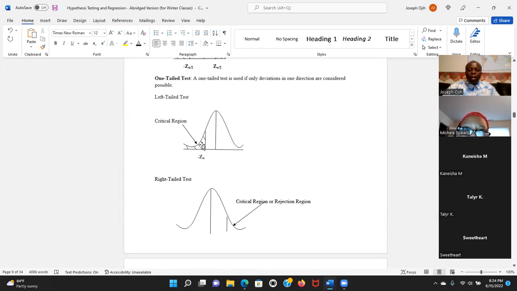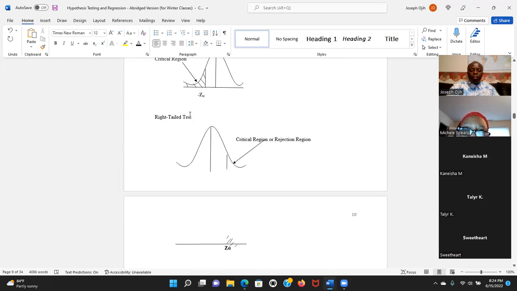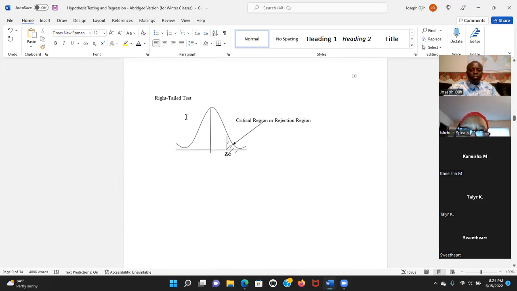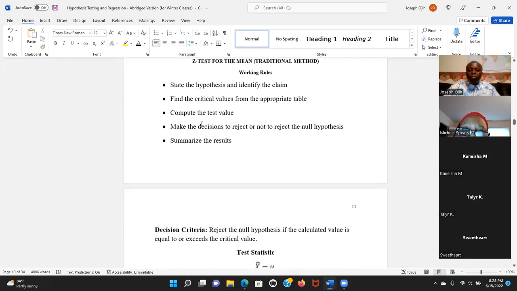See? But if you fall in the acceptance region, you don't reject. The same thing with the right error test. If your answer falls in the critical region, reject. If it doesn't fall in that, you don't reject. You will see that when we start testing hypothesis, I will show you more on that.